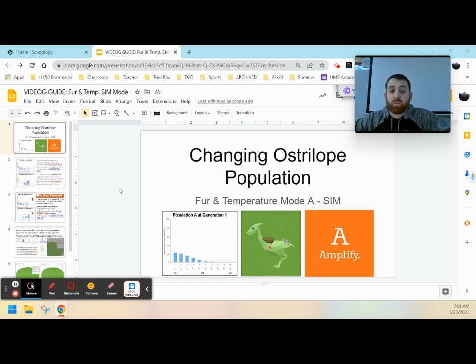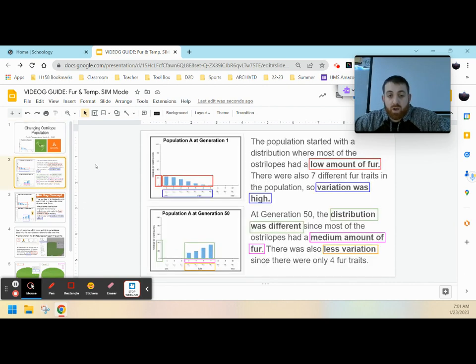Today we're going to be talking about our warm-up question along with how we're going to be using the key concept that we just created to begin exploring what's going on with the ocelot population and their changing fur that we saw from our starting histograms. So, in the very beginning, we looked at that population of ostrolopes, and we saw that they started with a distribution where most of the ostrolopes we see here had low amounts of fur, or the vast majority of them. There were 7 different fur traits in this variation, in this population, so the variation was high.